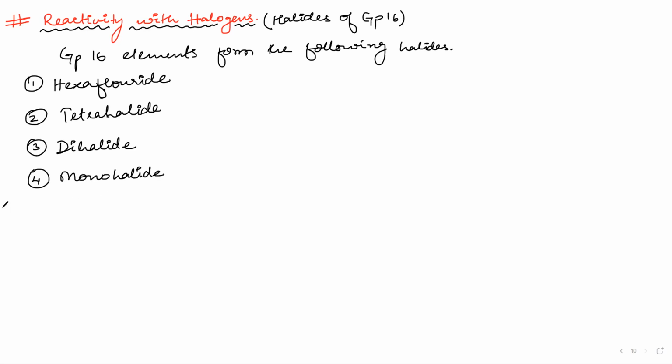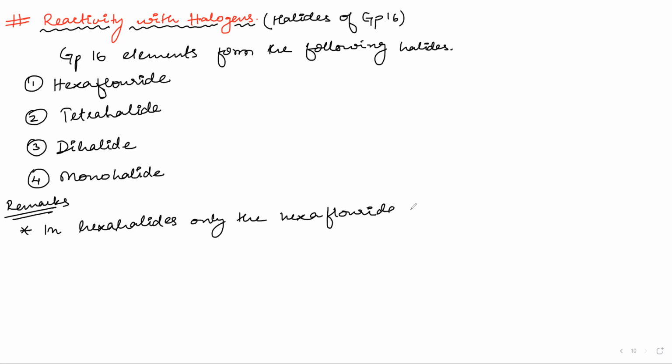Fourth one is monohalide. Okay. So we will write some remarks regarding these things. The first point is, they can ask you why only hexafluorides are possible. The statement is, in hexahalides, only the hexafluoride is possible. Only hexafluoride is possible. Why?